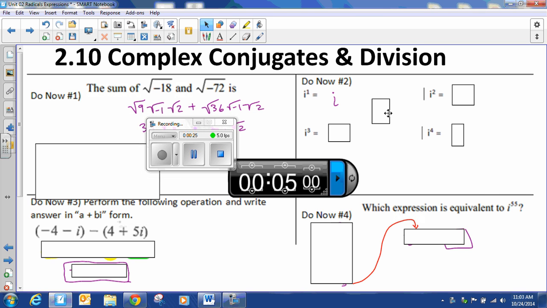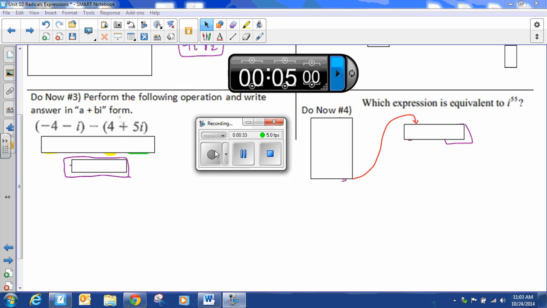Number 2, as a quick reminder, i to the first power is just i, i squared is negative 1, i to the third power is negative i, and i to the fourth power is positive 1. Perform the following operation and write the answer in a plus bi form. This is a complex number form. The first is the real number, the second term is the imaginary number. That's why they call it complex.